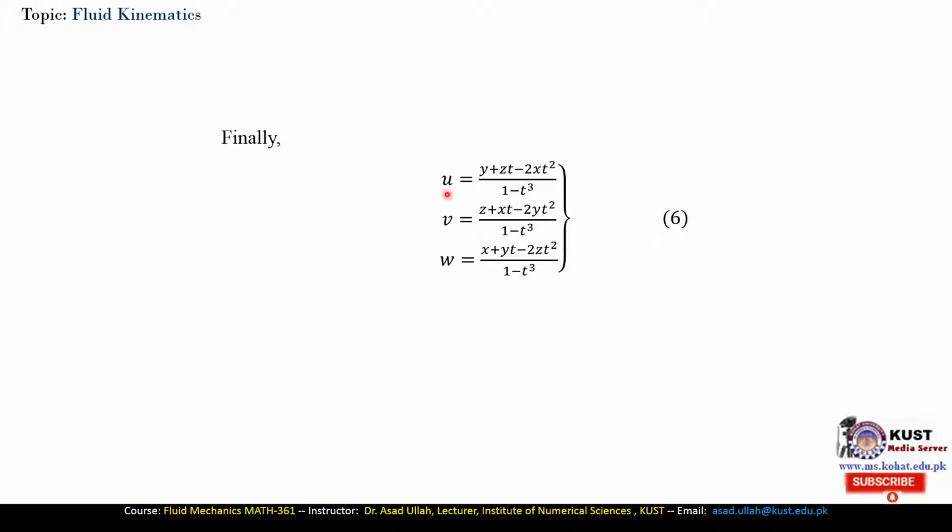Here u, v and w represent the velocity components in the Eulerian system, because there are no x naught, y naught and z naught, that is the fixed point, in this system number 6.